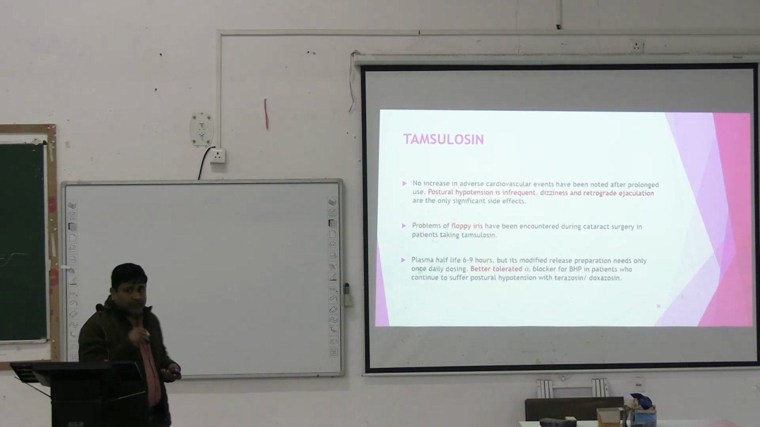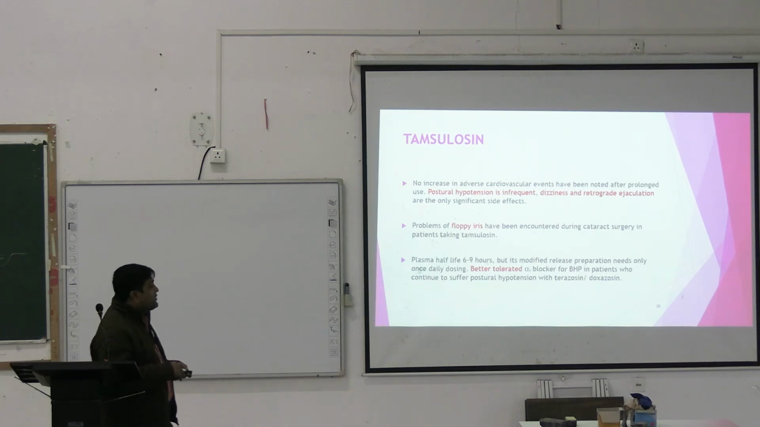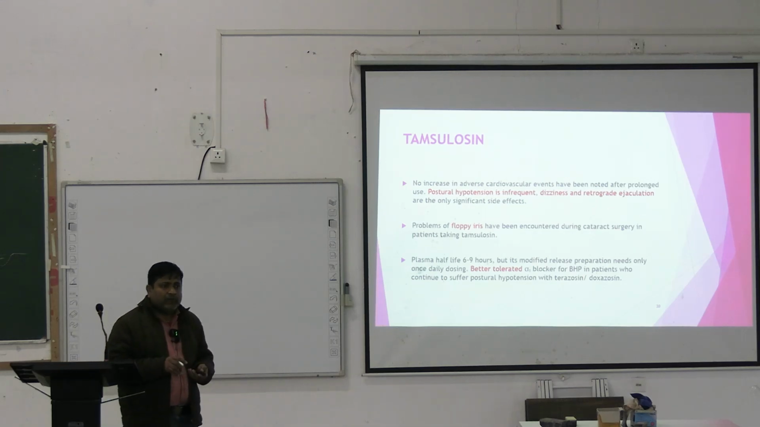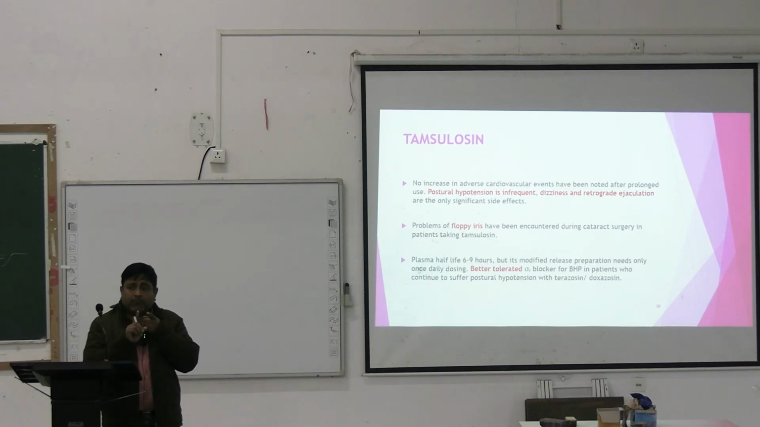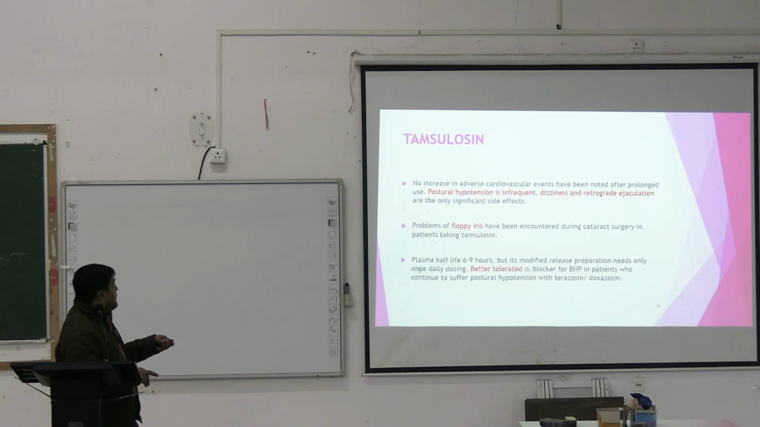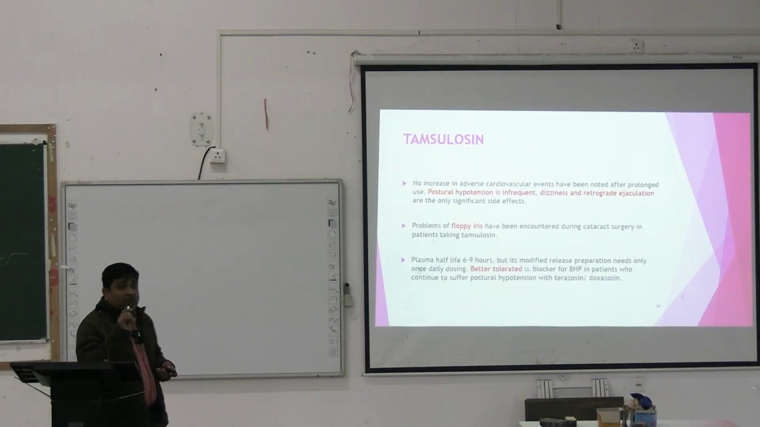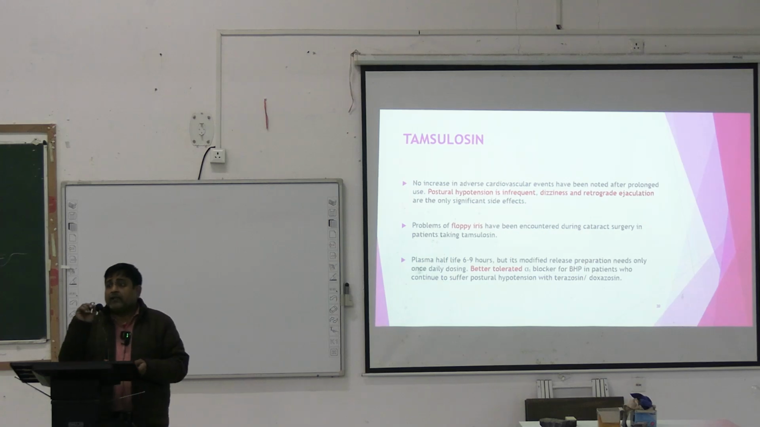Now, the side effects: postural hypotension can be there, but it is infrequent. Dizziness and retrograde ejaculation are the only significant side effects. So, mainly 2 side effects are clinically important: one is postural hypotension and one is impotence. Floppy iris syndrome can be seen in patients taking tamsulosin on cataract surgery.